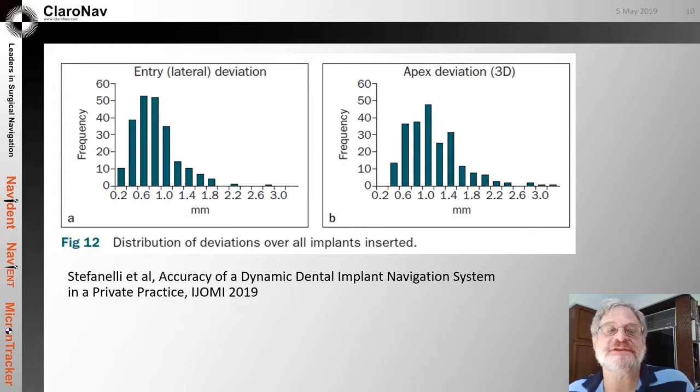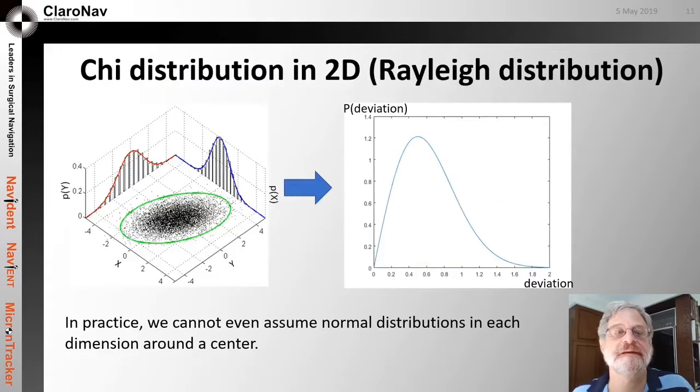Turns out there is actually a mathematical name for such a distribution. It's called a 3D chi distribution. It describes the distribution of the length of vectors when each component of the vector is distributed normally. The illustration here shows visually how a 2D chi distribution, which is also called a Rayleigh distribution, looks, and it's pretty close to what we saw in the previous slide.